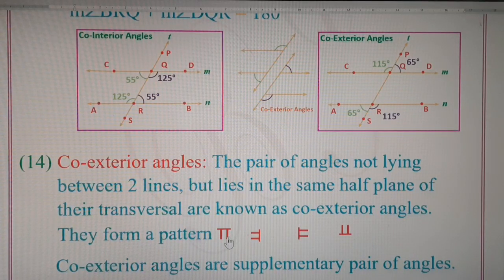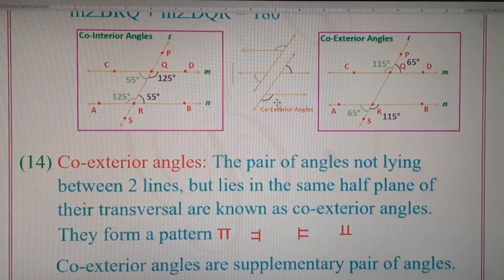It can be a normal letter pi or an inverted letter pi or a left facing pi and a right facing pi. The pattern can be formed in any direction, but children, we have to identify this pattern in order to find out which are the exterior angles. So here in this green color marking I have shown outside the two parallel lines, not between the two parallel lines but outside the two parallel lines. So these two green color marked angles are known as exterior angles.